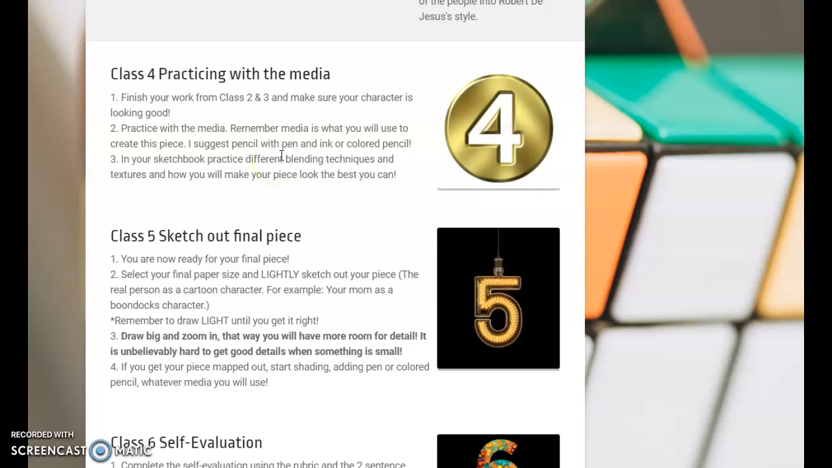For this project, I recommend pencil and pen, or colored pencils, markers, something like that where you can get some detail. So this is your chance to practice in your sketchbook. See what works, see what doesn't. Practice some blending techniques, okay? And you can look those up. Your teacher can show you those. There's a ton of different techniques out there, and I want you to think about what's going to work best for the cartoon style you chose.